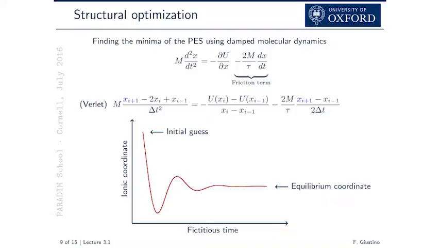So this algorithm is not something that I made up. It's called the Verlet algorithm, and this is what is used in something called damped molecular dynamics. Okay? So this is also something that you can use as an option in Quantum ESPRESSO, and it works quite well. Today, this is not the most common way of doing it.